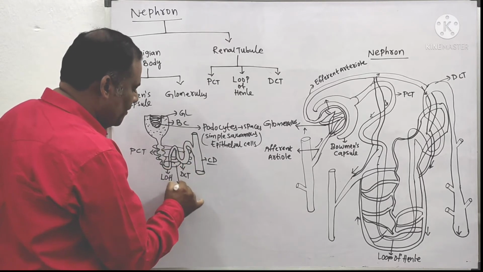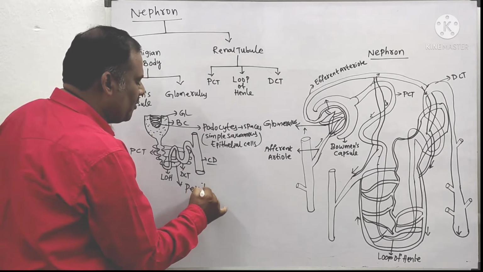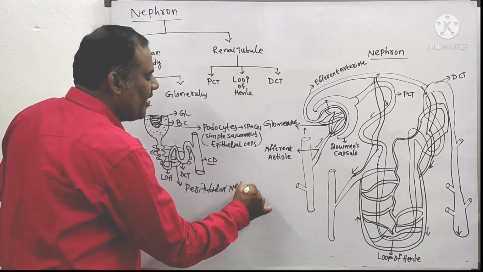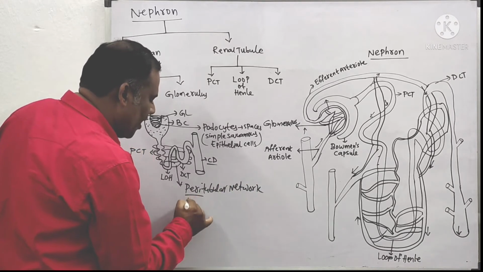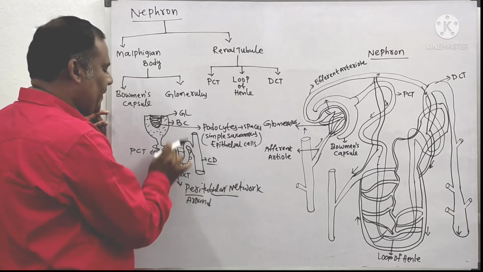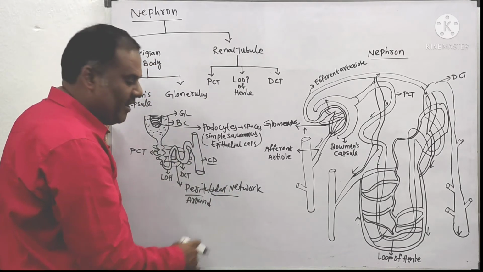So this is a peritubular network. What is meant by this peritubular network? Peri means what? Around. Tubular means what? That is nothing but PCT, DCT and loop of Henle.